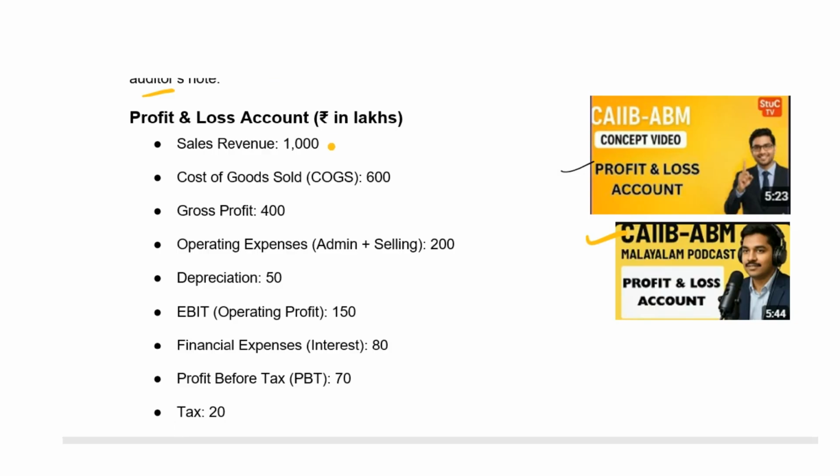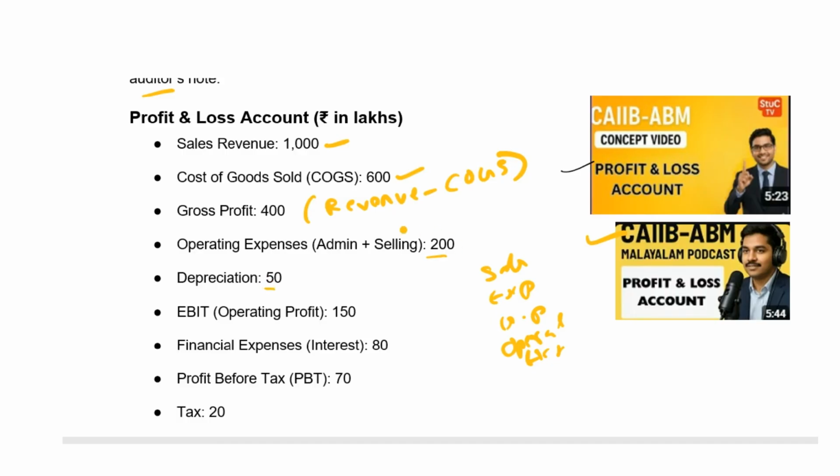So sales or revenue is given 1000, then COGS is given as 600, and gross profit, you know how it is arrived, revenue minus COGS. So then you will get your gross profit. So gross profit, as you know, 1000 minus 600, 400. And then if you remember the structure, so first you have sales, then expenditure, then gross profit, and from there you have operating expenses which is to be deducted, which is basically admin expense, selling expense, salaries, all other indirect expenses related to your business. So this is 200. Then you will have depreciation 50.